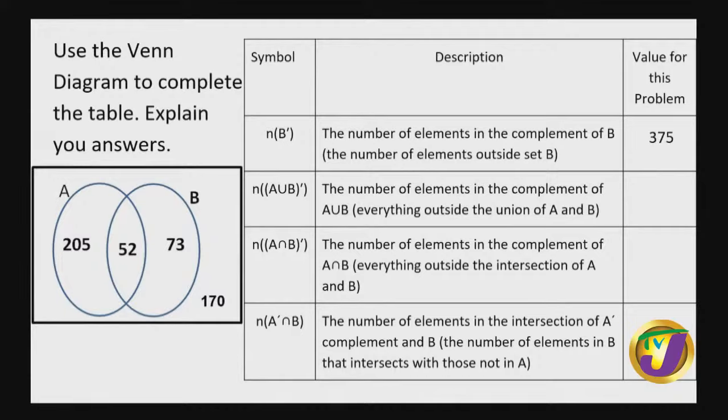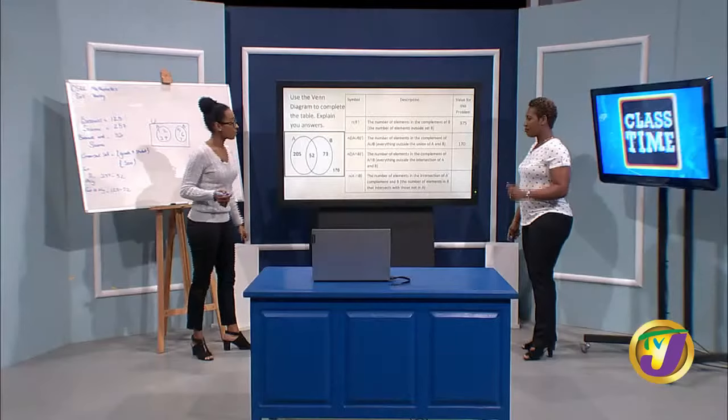All right. Okay, the next one now. What is the number of elements in A union B complement? So we're finding everything outside of the union of A and B. So A is 205, B is 52, and 73. So all of that outside of it is 170. All right, 170. Good job.